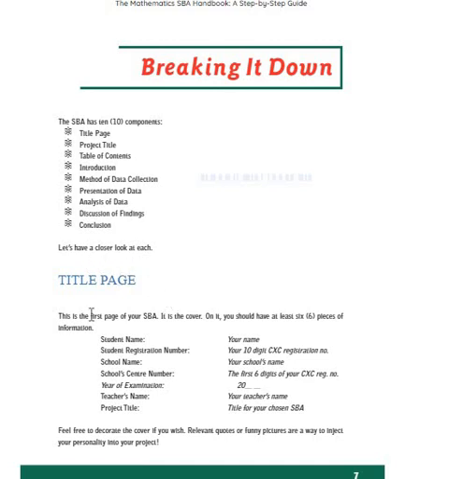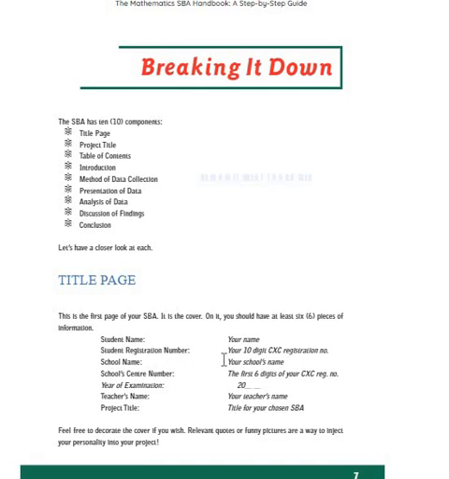The title page. This is the first page of your SBA. It is the cover page. On it, you should have at least 6 pieces of information. Student name, which is your name. Student registration number, which is your 10-digit CXC registration number.